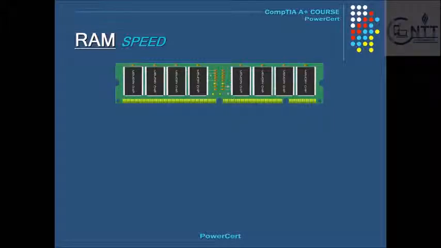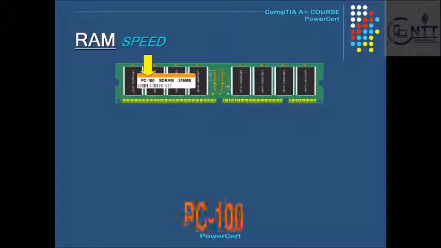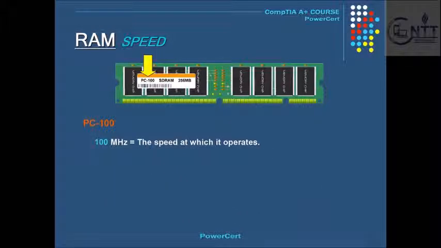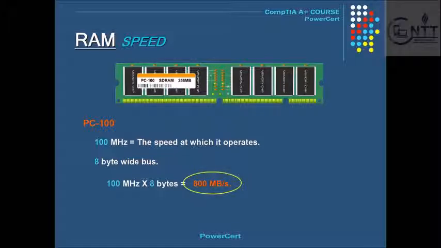SDRAM is rated at different speeds. For example, a stick of SDRAM could be labeled PC100. The 100 equals the speed at which it operates, which is 100 megahertz. And since SDRAM only comes in 64-bit modules, it has an 8-byte wide bus, because 64 divided by 8 equals 8. So to figure out the total bandwidth of PC100, you multiply 100 megahertz times 8 bytes, which equals 800 megabytes per second. So the total bandwidth of PC100 equals 800 megabytes per second.